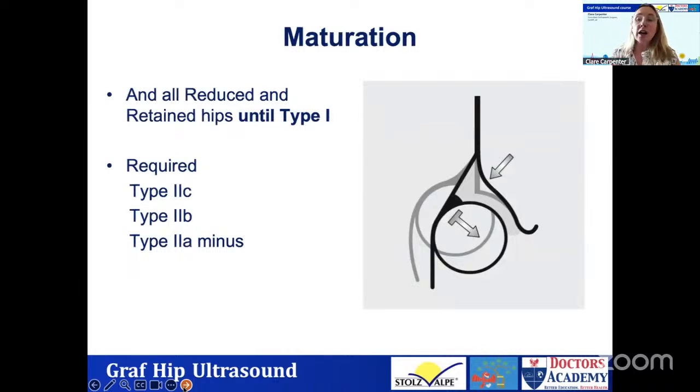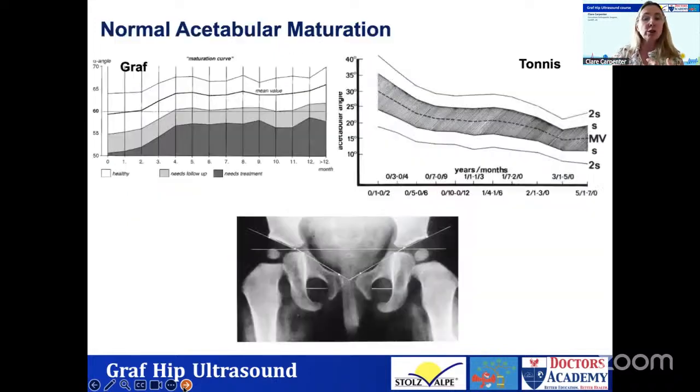So once all the hips are held and reduced, then they just need to catch up with what is expected for the acetabular index or alpha angle, whatever you wanted to use for those children at that age. And again, usually we use the maturation principle in 3s and 4s and Ds that have been treated and retained, and then the 2Cs, 2Bs and 2A minus hips, again, that are not dislocated, but they need this period of stability to allow maturation. And again, the principles of the treatment are slightly different, and we'll talk about that.